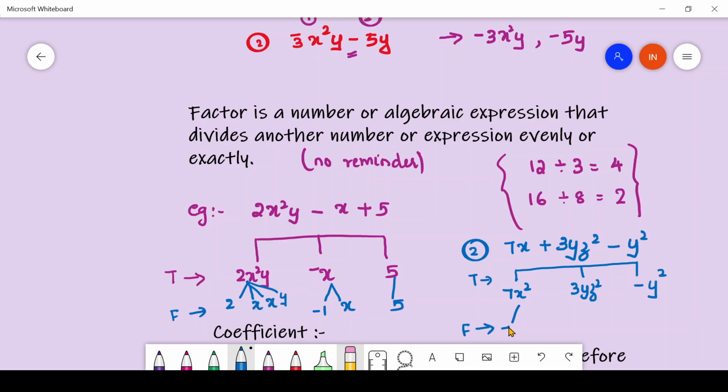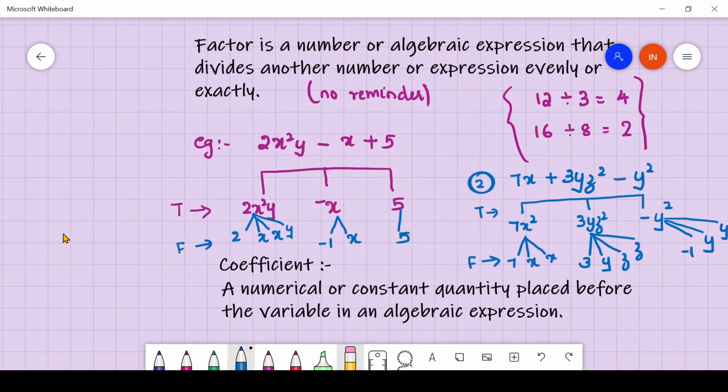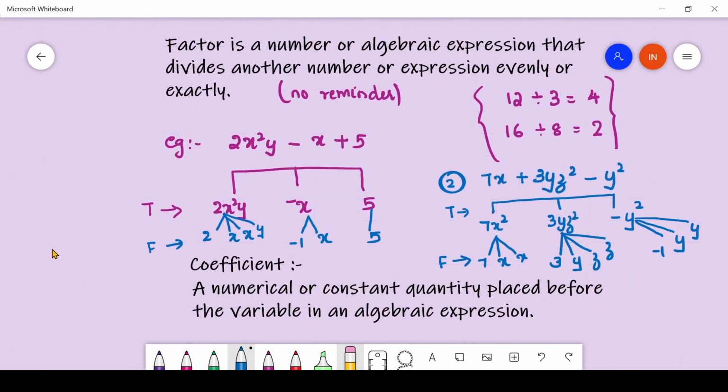So from 7x you can write the factors as 7, x and x. Since here x square, we are splitting it. For 3yz square, 3 is one factor, y is one factor, z is a factor, again z. In the case of negative y square, you can see negative 1, y, again y. Okay, so this is how we can write down the factors. I hope it is clear for you.